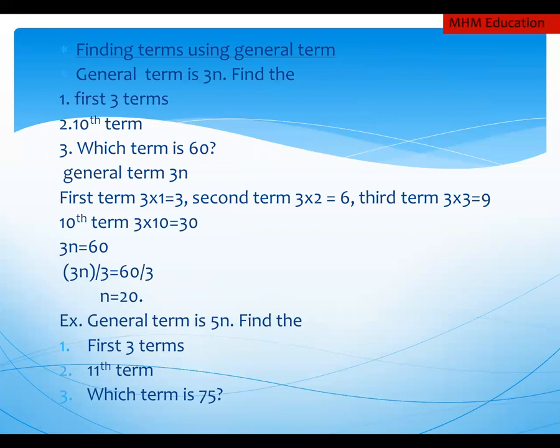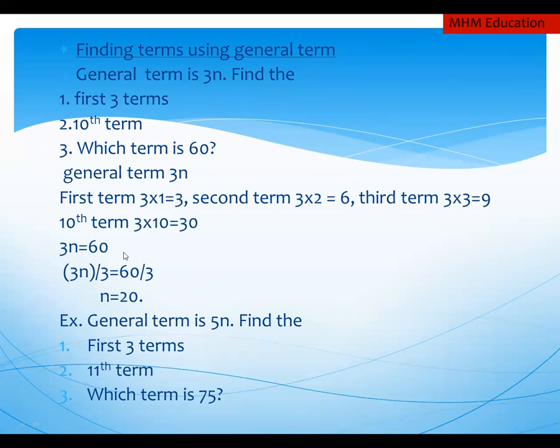Now let's find terms using the general term. The general term is 3n. Find the first three terms. Second, the 10th term. Third, which term is 60? First term, 3 into 1, 3. Second term, 3 into 2, 6. Third term, 3 into 3, 9. The 10th term is 3 into 10, 30.